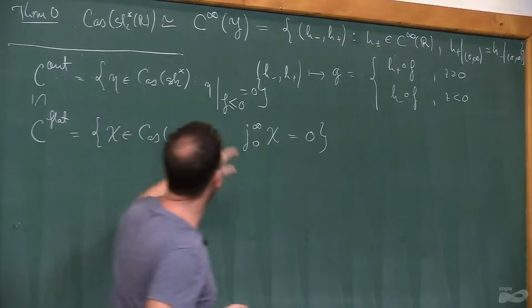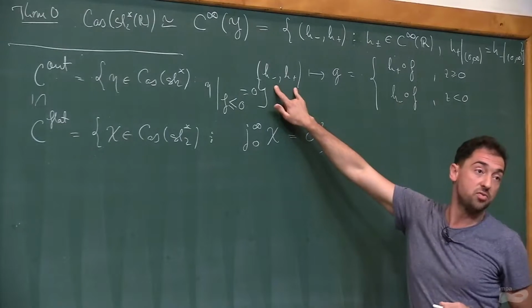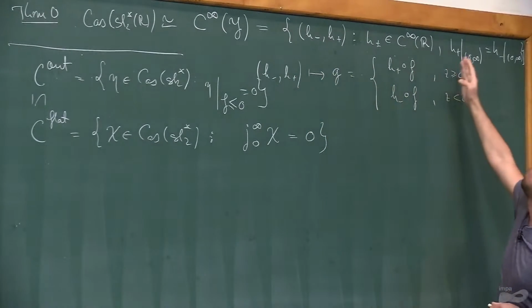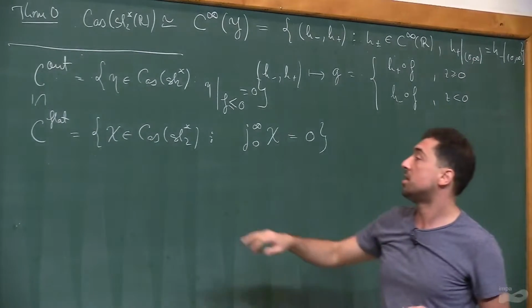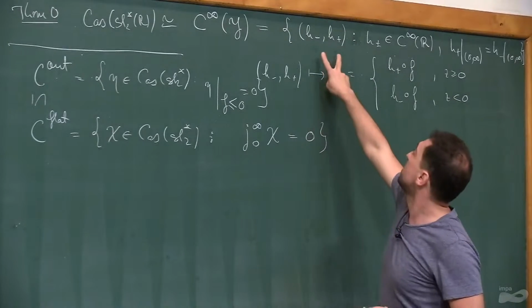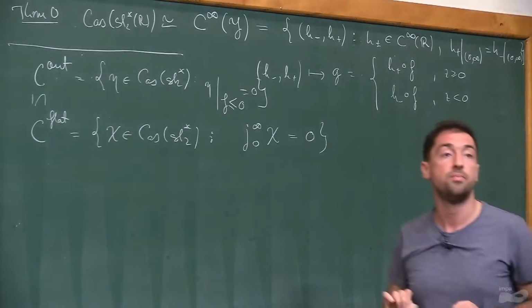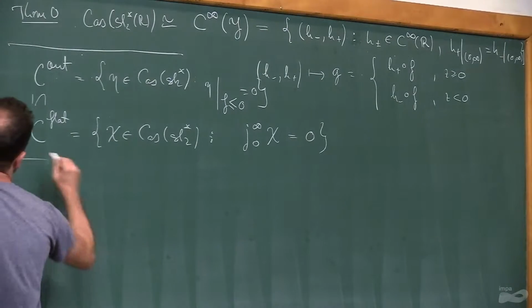In this description here, so what happens? C out are pairs of such functions which are equal, and they vanish on minus infinity 0. And this C flat are pairs of such functions such that both functions are flat at the origin. Okay, in this other perspective. So this I'll use a bit later.